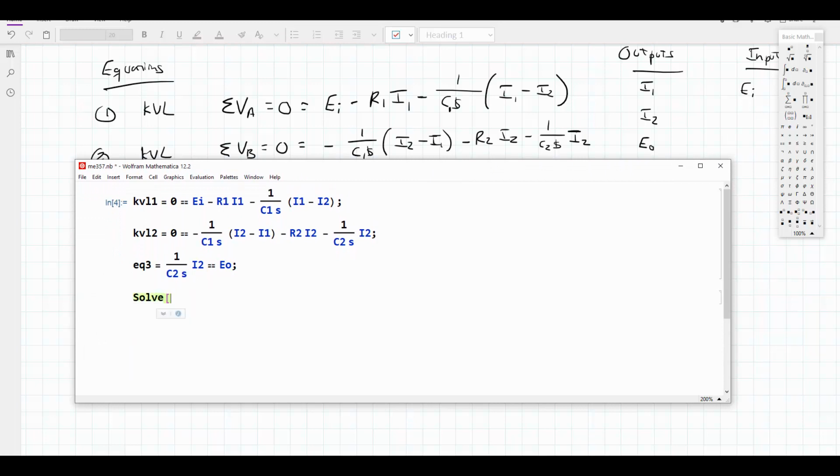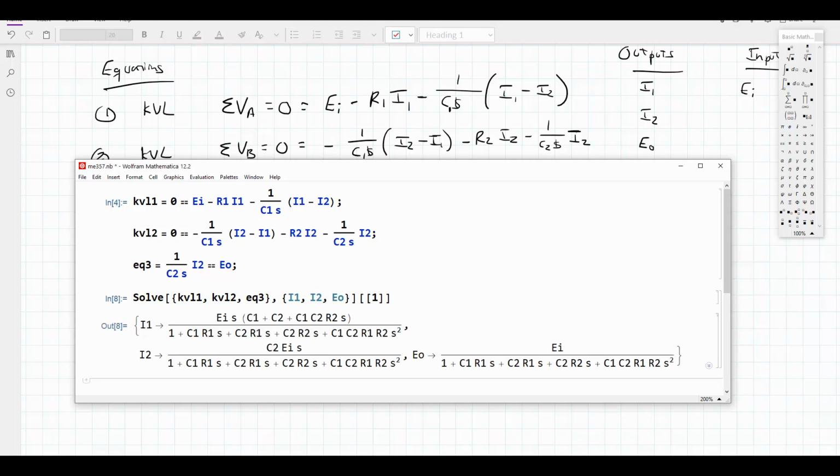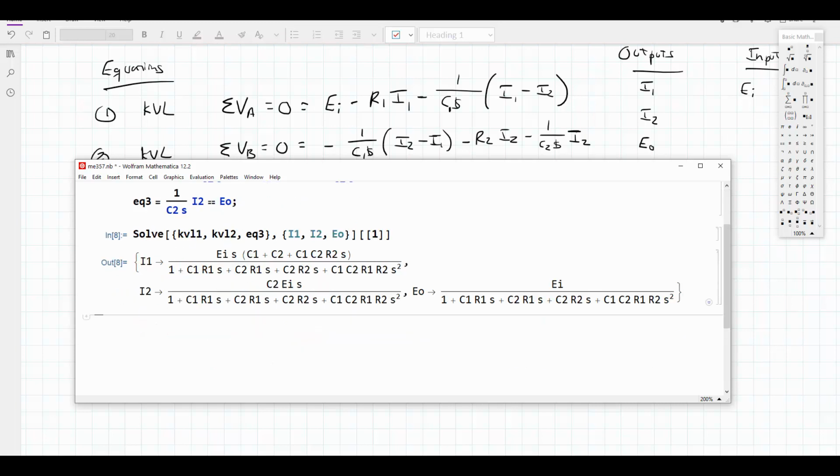What are we trying to solve for? The outputs. So solve the equations KVL1, KVL2, and what I call EQ3 for I1, I2, and E out. Right, it solved them. I'll clean it up just a little bit here. Okay, so these are what will become three transfer functions, although we only care about one here. We only care about E out over EI, which is what we're going to proceed with. So we have I1 and I2, but we won't need them.